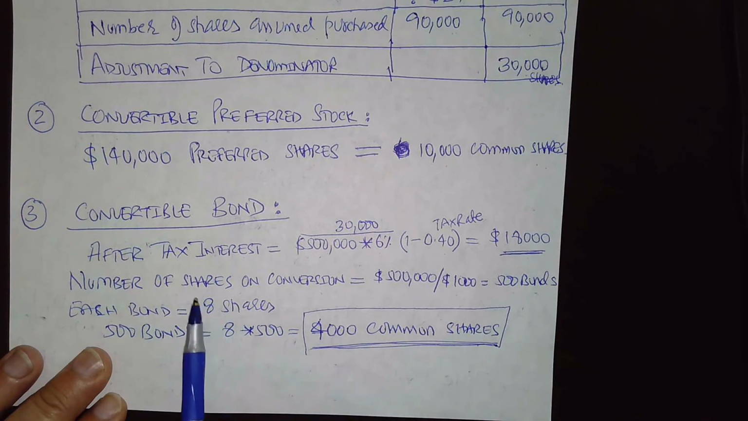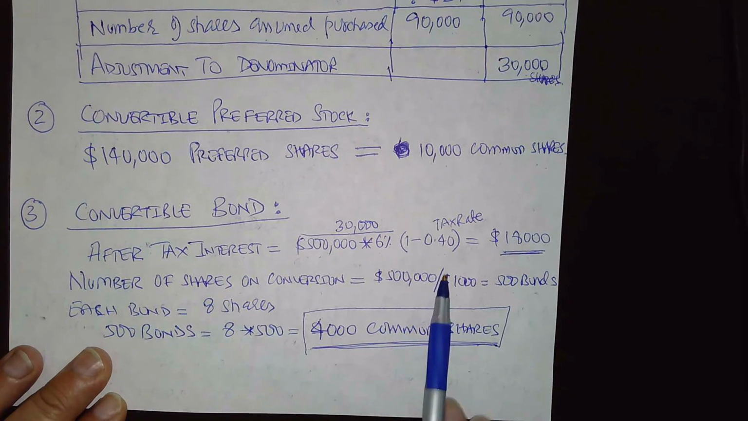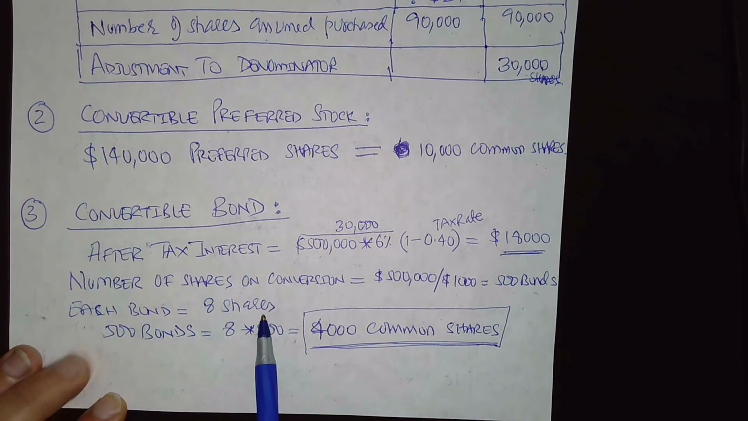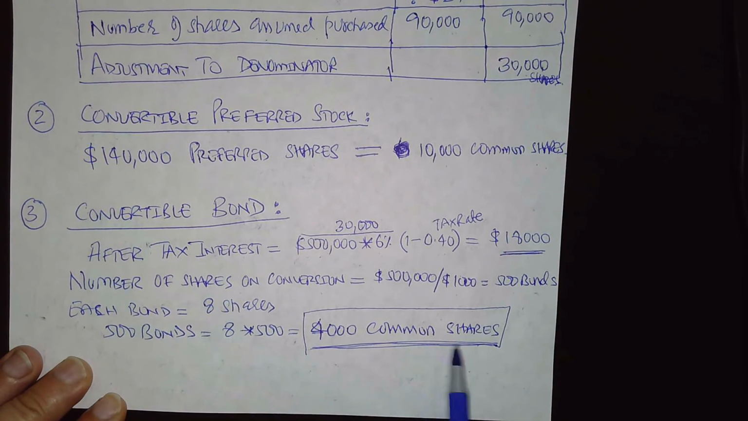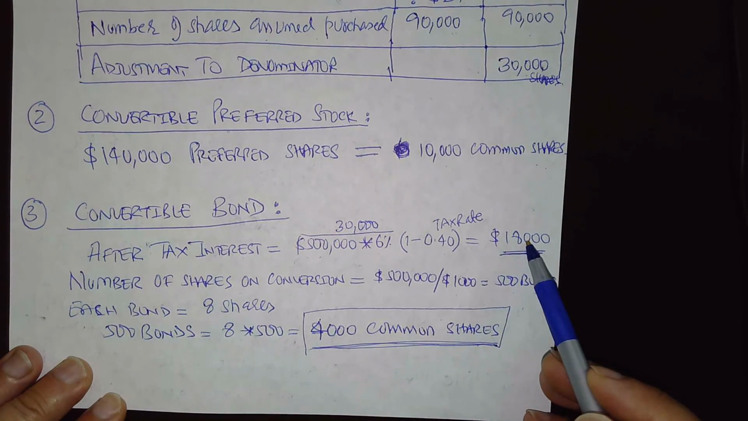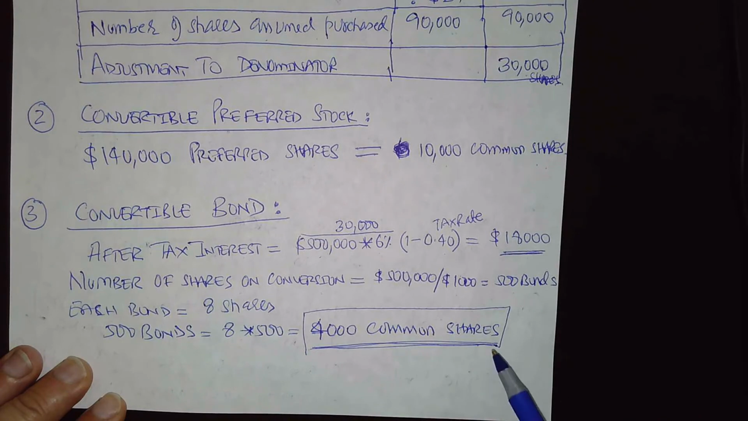So what we're going to do, we're going to calculate number of shares on conversion. So we have $500,000 debt or bonds divided by $1,000 par value. So we have a total of 500 bonds. Each bond is equal to 8 shares. So 500 bonds equals 4,000 common shares. So we're going to add this $18,000, that saving we are not going to have, and we're going to add 4,000 common shares in the denominator.